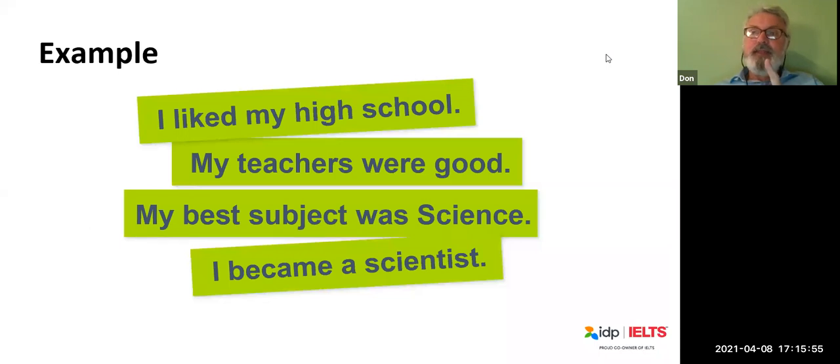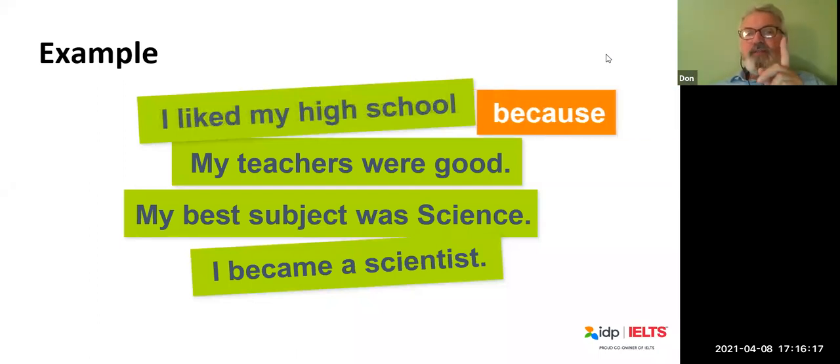But if you look at the assessment criteria, writing all of your essay with these simple sentences will not get you more than a band 6. We need to show the examiner that we can also make longer sentences. Look at this.